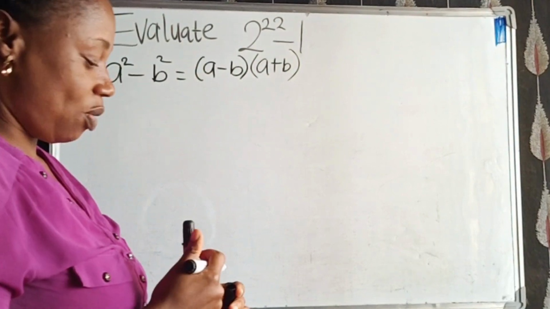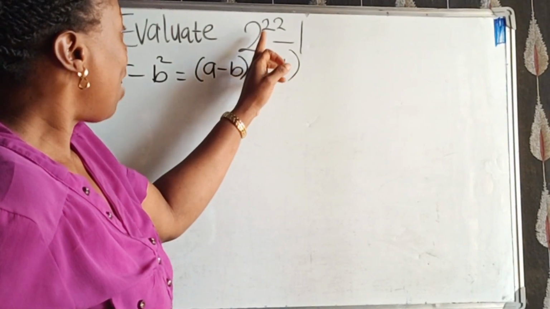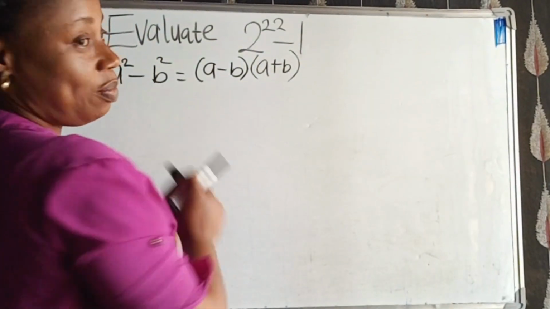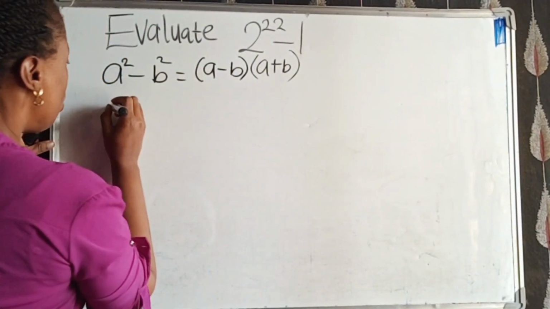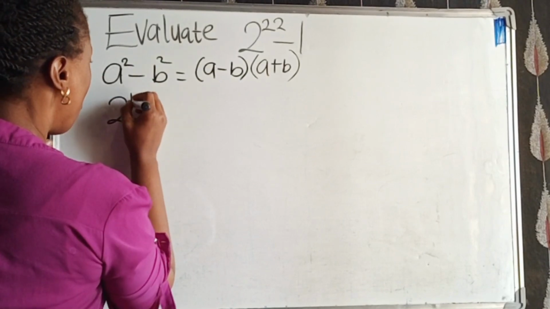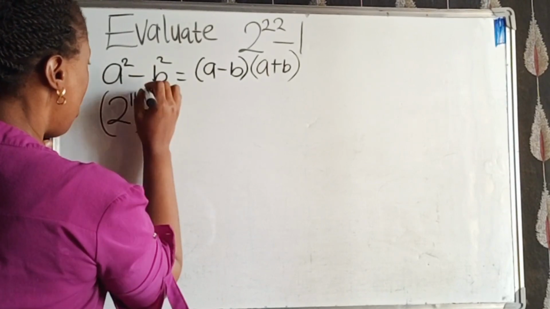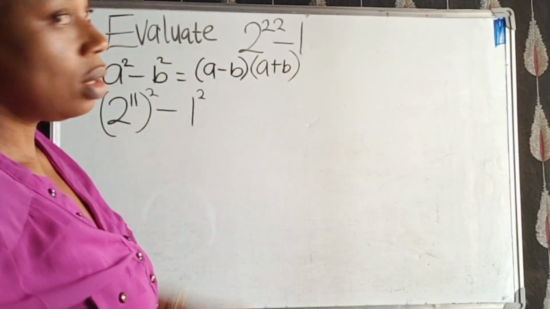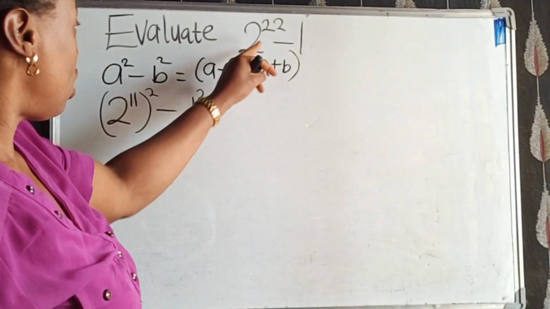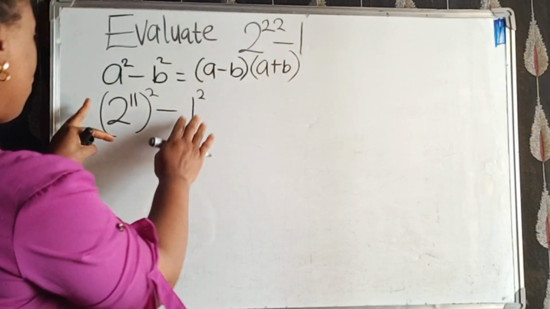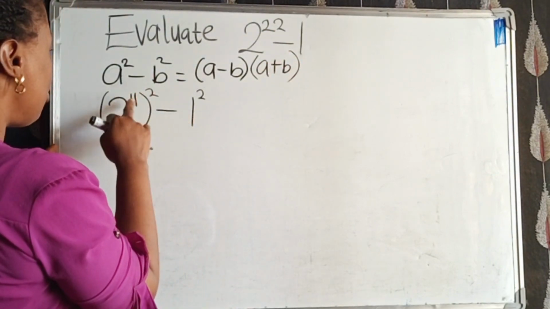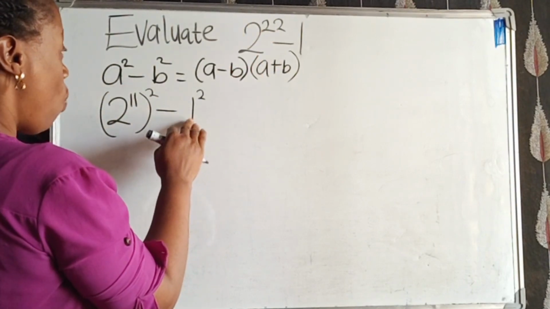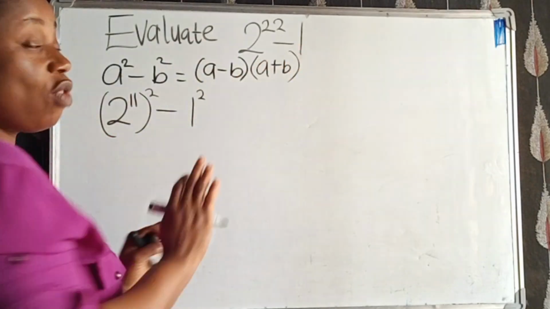Now let's look at this critically. Let's write 2 raised to the power of 22 minus 1 in this form. So it's going to be (2 raised to the power of 11) squared minus 1 squared. So we have written 2 raised to the power of 22 as a difference of two squares. If we open up this bracket, 2 times 11 will still give us 22, and 1 times 1, which is 1 squared, will still give us 1.